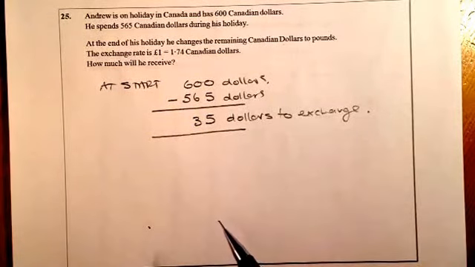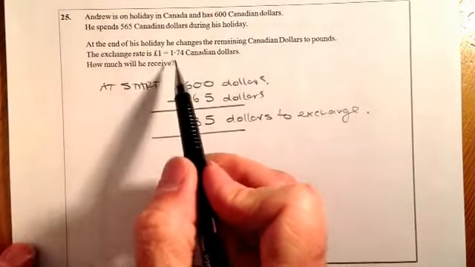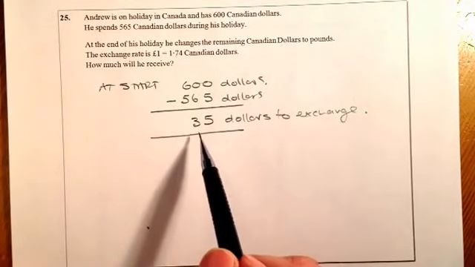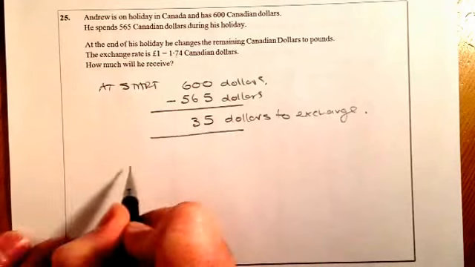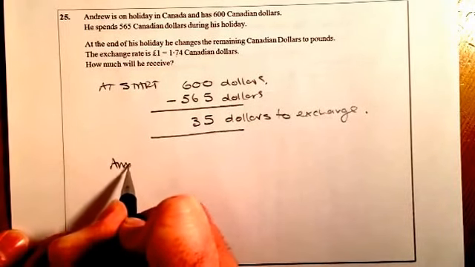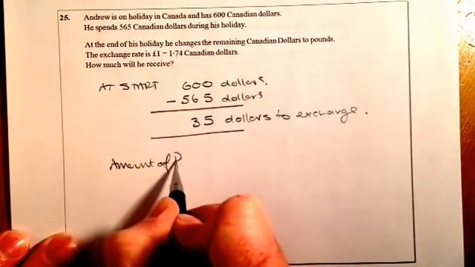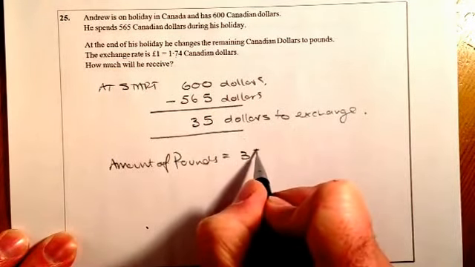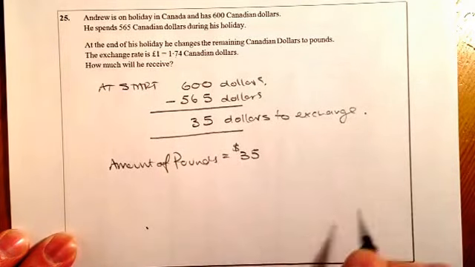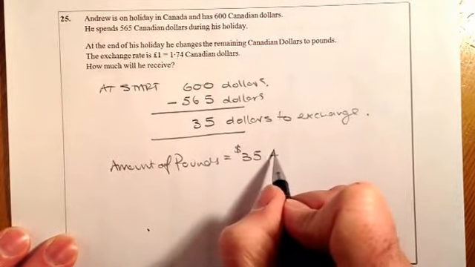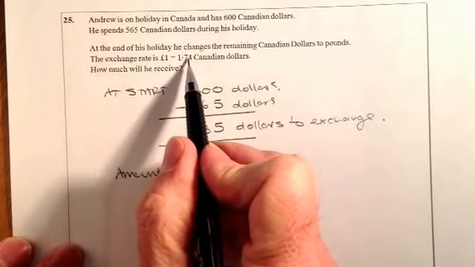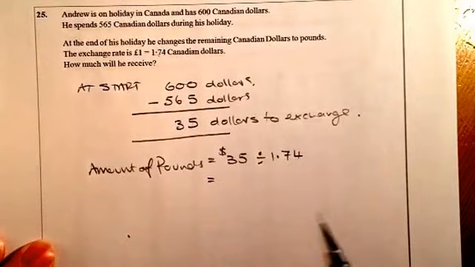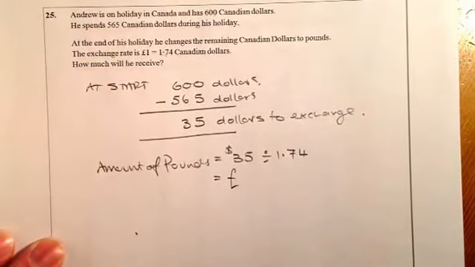So when I change pounds into dollars, I multiply by the exchange rate. To change dollars back into pounds, I'm going to divide. So the amount of pounds is going to be equal to the amount of dollars that I've got, which is $35. And what I'm going to do is divide that by the exchange rate, which is 1.74. From there, that should just give me how many pounds I'm going to get back.